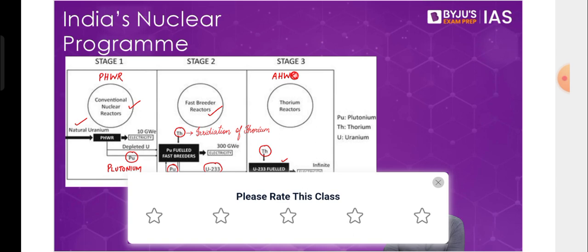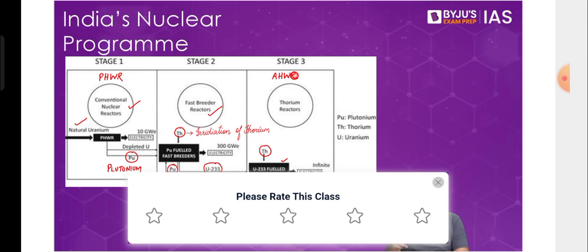So this is what we see in case of the three stages. Now just remember, and when you look at the data, you'll understand why these three stages have been used. So first question is, couldn't we use thorium directly? Was that a possibility, to directly have advanced heavy water reactors and start using it? Why go through these two stages? The reason is that irradiation of thorium can be done in fast breeder reactors. So for that you first need fast breeder reactors, because pressurized heavy water reactors can't do that.